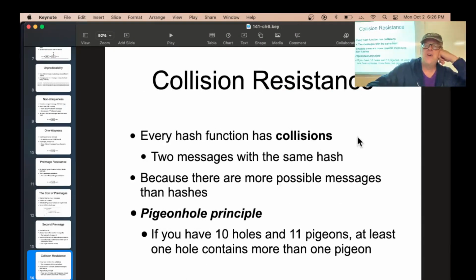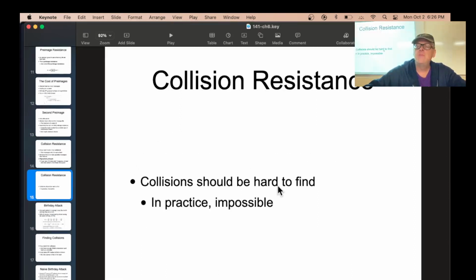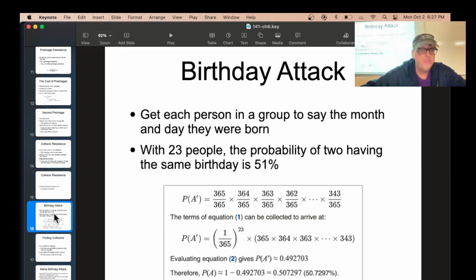So every hash function has collisions in principle, but you hope that you won't find them. It's the pigeonhole principle. If you have 10 holes and 11 pigeons, that means there's one hole with 2 pigeons in it. But you hope you can't find them. So they should be hard to find, in practice impossible. That's what you call collision resistance.